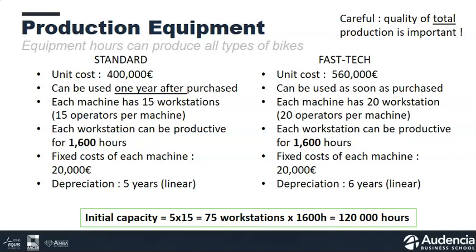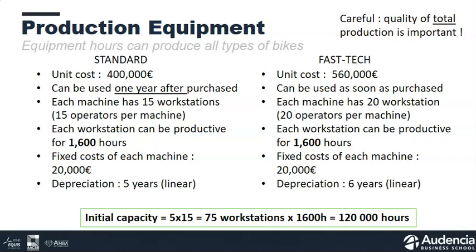Each machine has 15 workstations. So for each workstation, you can put one person at a workstation to produce bicycles. So as you can imagine, one standard machine can be operated by 15 people. If you have less than 15 people, you have a machine that's not working optimally. Each workstation can be productive for 1,600 hours.